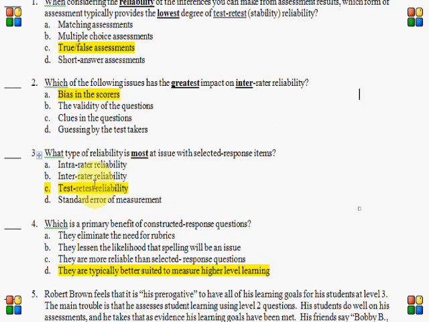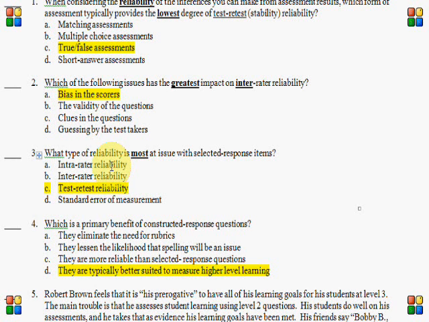The next question, what type of reliability is most at issue with selected response items? It is this idea of test-retest reliability, another aspect of question 1. Intra-rater reliability and inter-rater reliability do not really impact selected response items because you have choices that are either correct or incorrect. And so the rater doesn't really have to do anything except decide whether or not they put an A and it was an A.